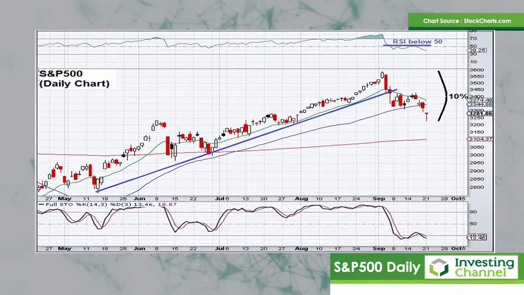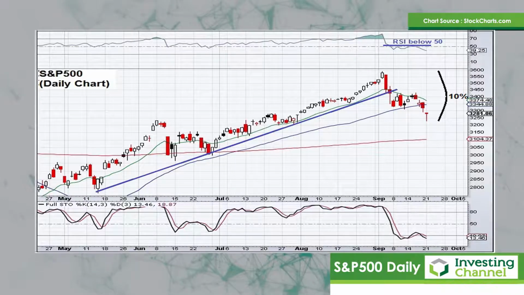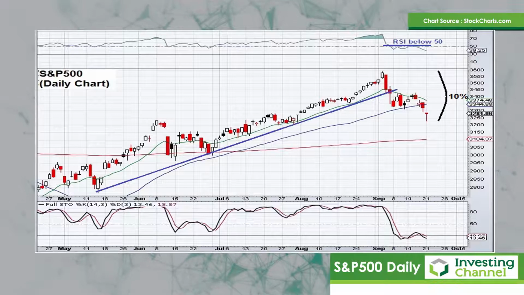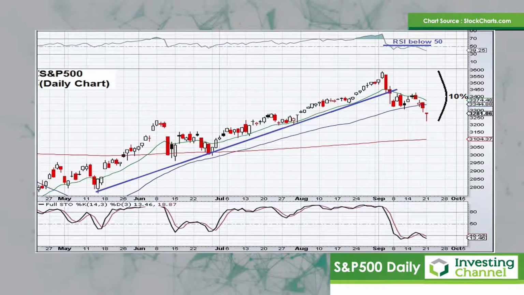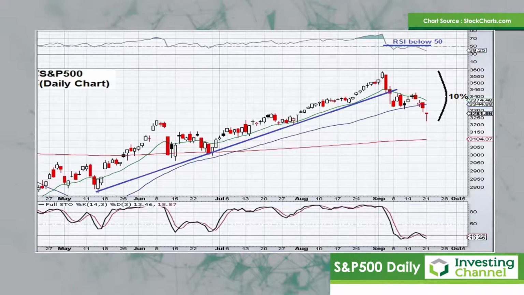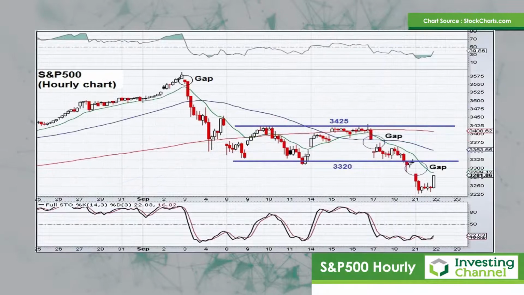And notice also that the market is currently trading below the 15-day exponential moving average. And I always like to see that as a general guide of short-term momentum. And if the market is below that 15-day exponential moving average, then one does need to exercise some caution on the long side.